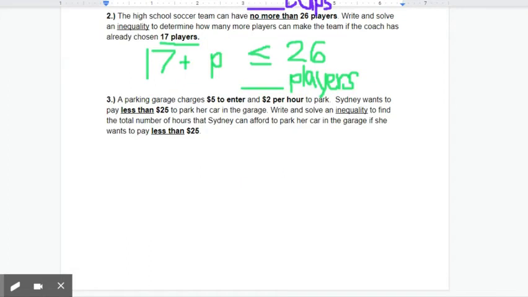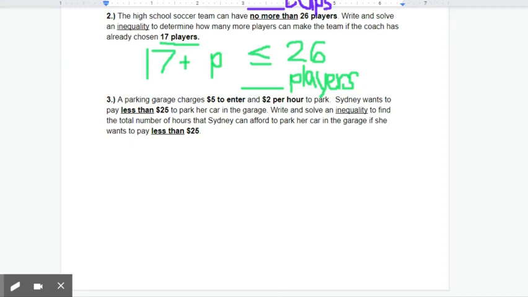Number 3, a parking garage charges $5 to enter and $2 per hour to park. Sydney wants to pay less than $25 to park her car in the garage. Write and solve an inequality to find the total number of hours that Sydney can afford to park her car in the garage if she wants to pay less than $25.